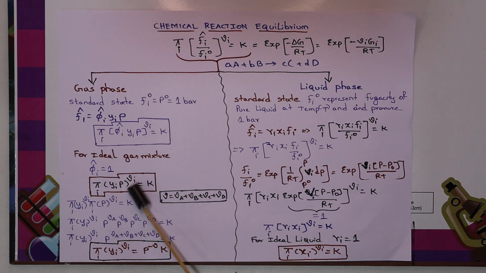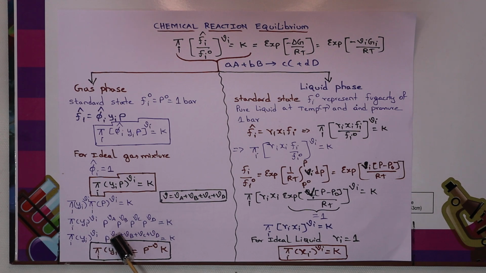What is v_i? If you expand this particular term, product of y_i to the power v_i, you can take P out of this term, you get product of y_i to the power v_i times P to the power v_i. The product of P to the power v_i means, if there are 4 molecules present in the reaction, you have to take the product of these 4 terms: P to the power v_a, P to the power v_b, P to the power v_c, P to the power v_d. v_a, v_b, v_c, v_d are the stoichiometric coefficients of A, B, C, D respectively.